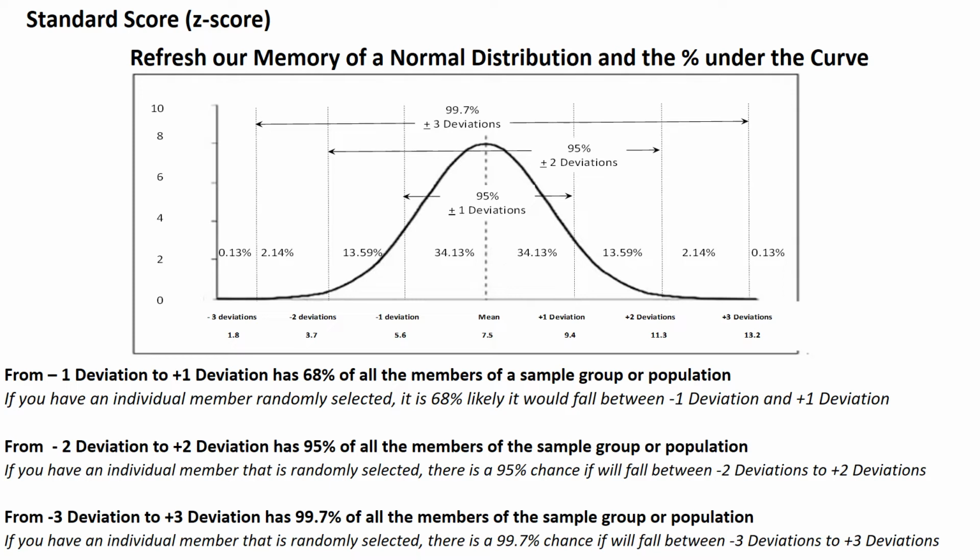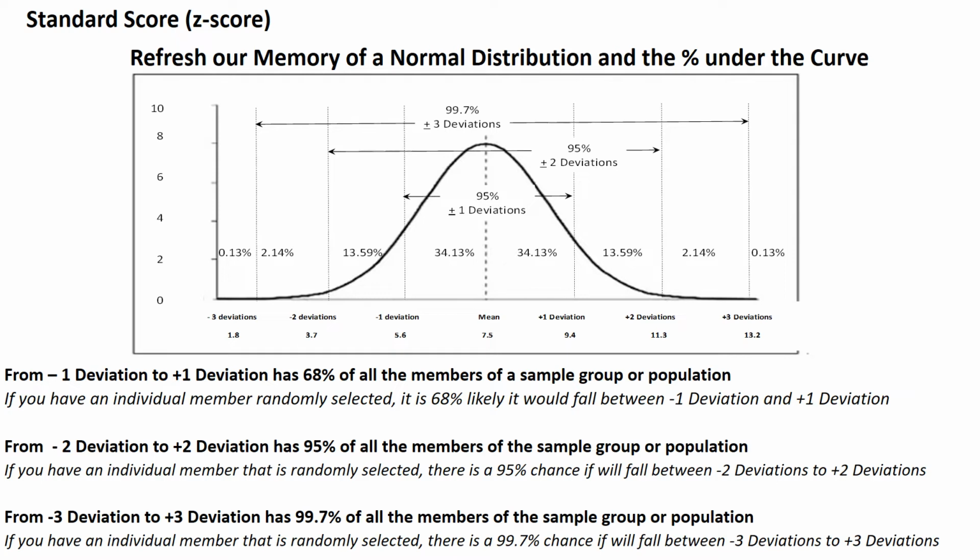For -2 deviations, +2 deviations, 95% of all the data falls in. And that is the 34% and the 34% from +1 deviation. And then there's a 13.59% from -2 to -1 deviation, and 13.59% from +1 to +2 deviations. When you add all those up, 13.59 plus 34.13 plus 34.13 plus 13.59, you get 95%. In other words, 95% of all the data from a sample or a group will fall between -2 deviations and +2 deviations.